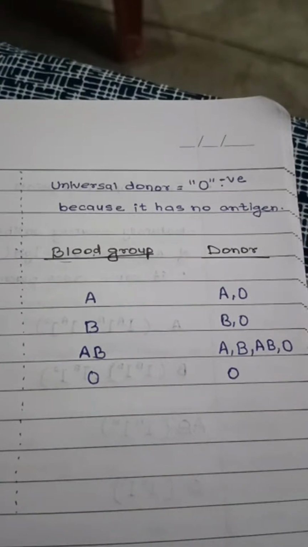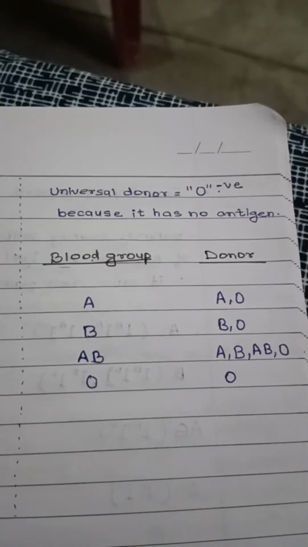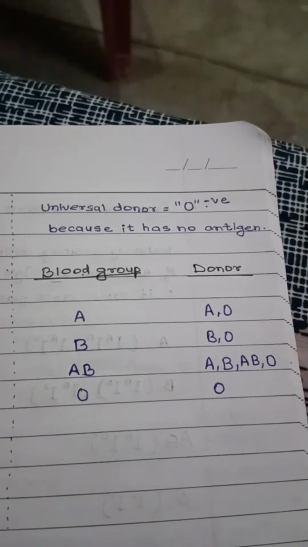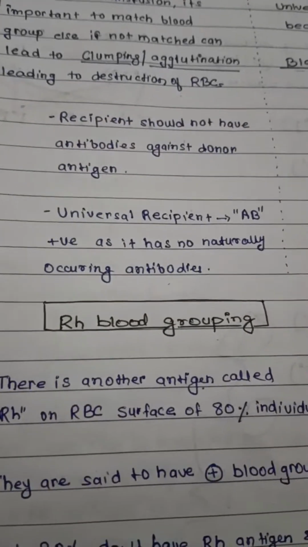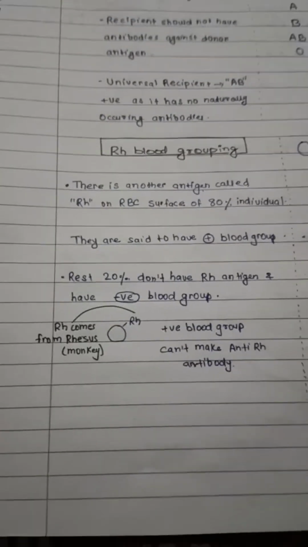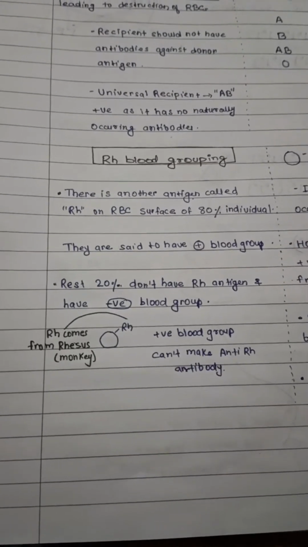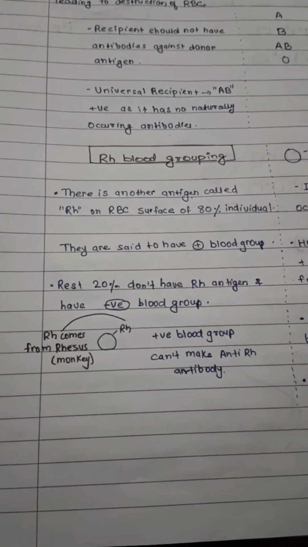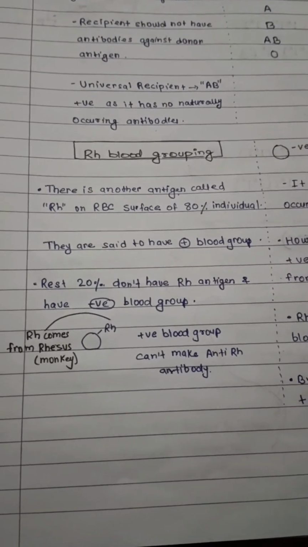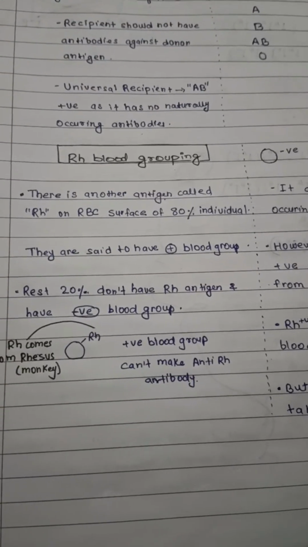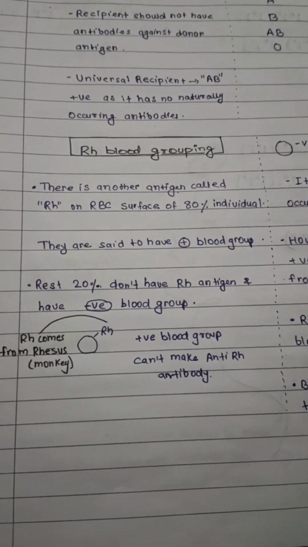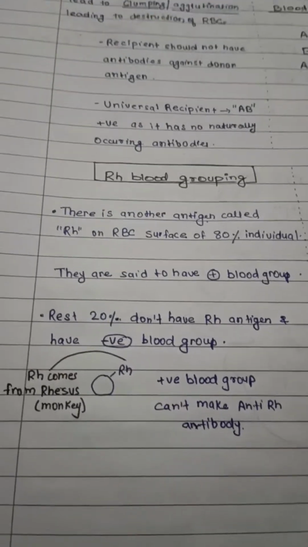AB can receive from all, B can only receive from B and O, A from A and O, and O from only O. The Rh blood grouping: there is another antigen called Rh on the RBC surface of 80% of individuals. They are said to have Rh positive blood group. The remaining 20% don't have the Rh antigen and have Rh negative blood group.